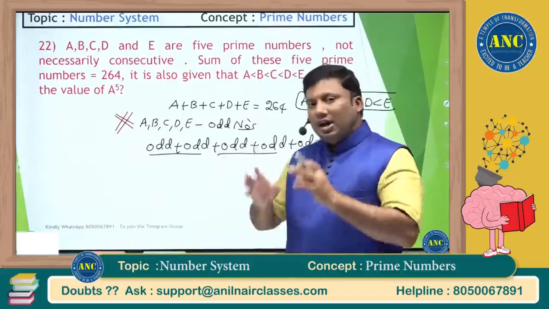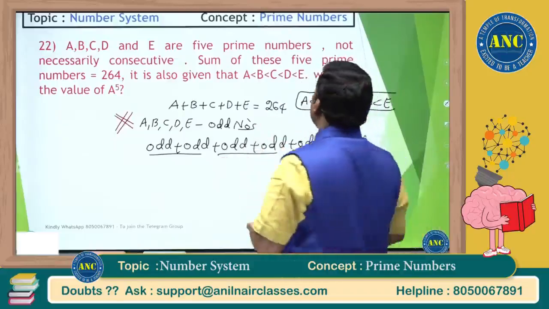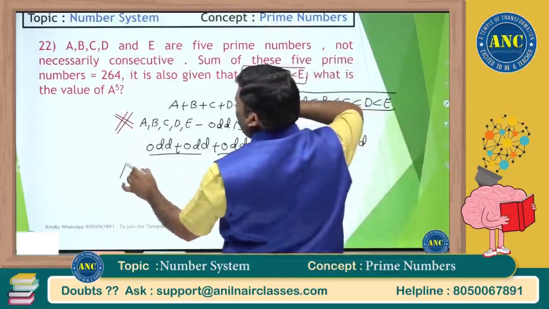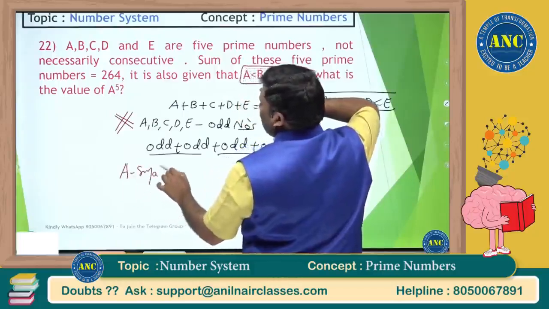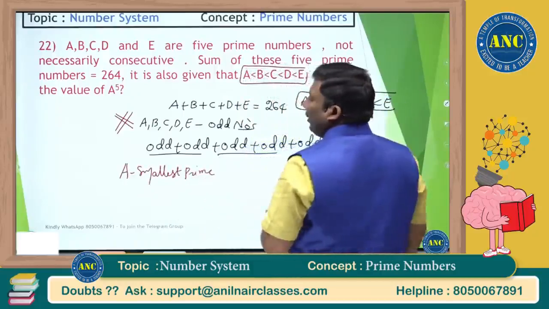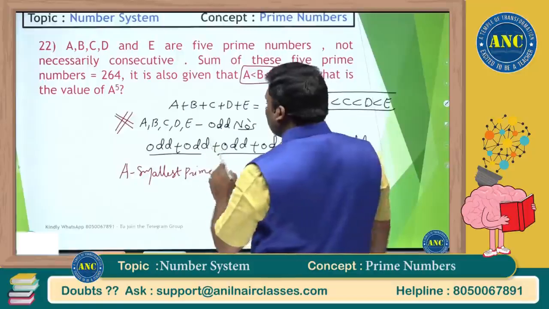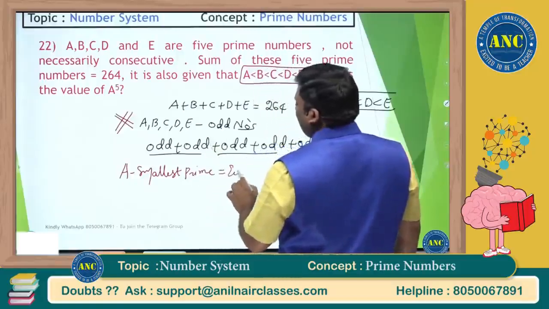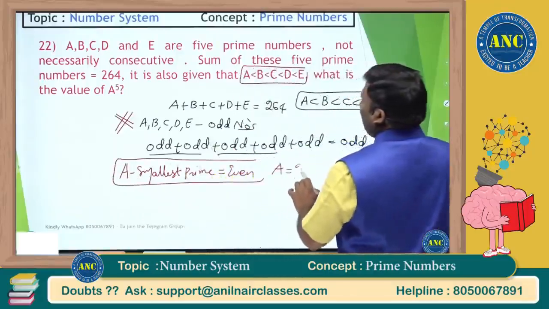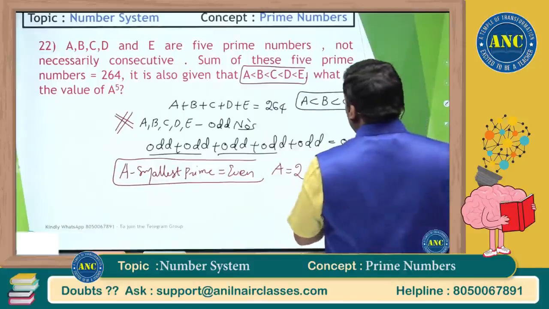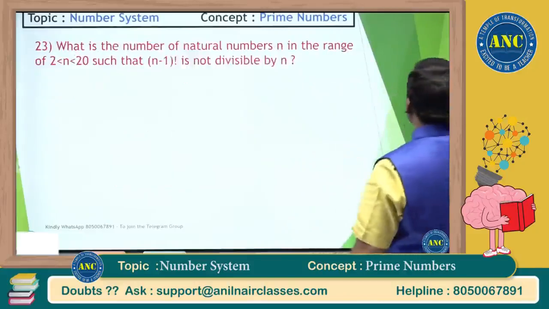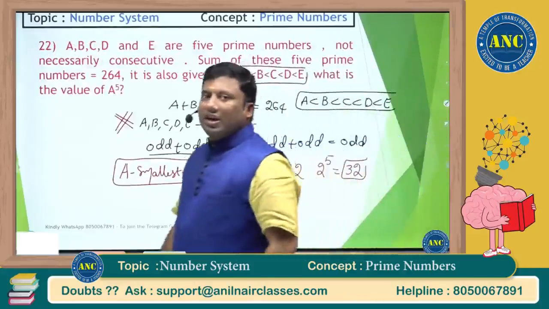In a prime number set, there is only one prime number that is even. It is given that A less than B less than C less than D less than E, so A is the smallest prime number. All 5 cannot be odd, so 4 have to be odd, and the smallest prime number should be even. A value is 2. So 2 power 5, the answer is 32.